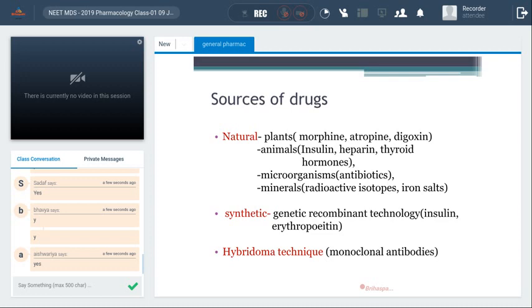And minerals, as I told you, whatever calcium, iron, magnesium salts we are prescribing, they are derived from minerals, including radioactive isotopes like iodine. Clear? These are natural sources.